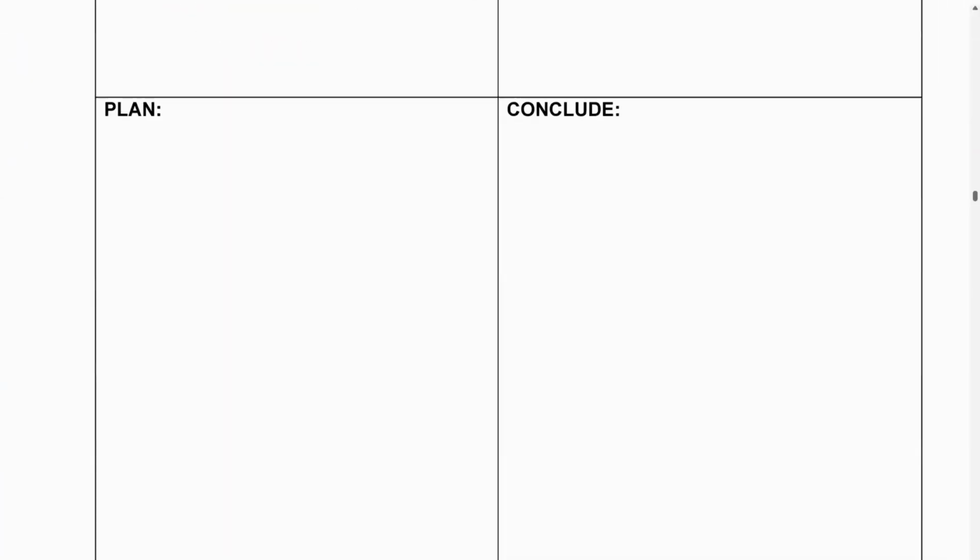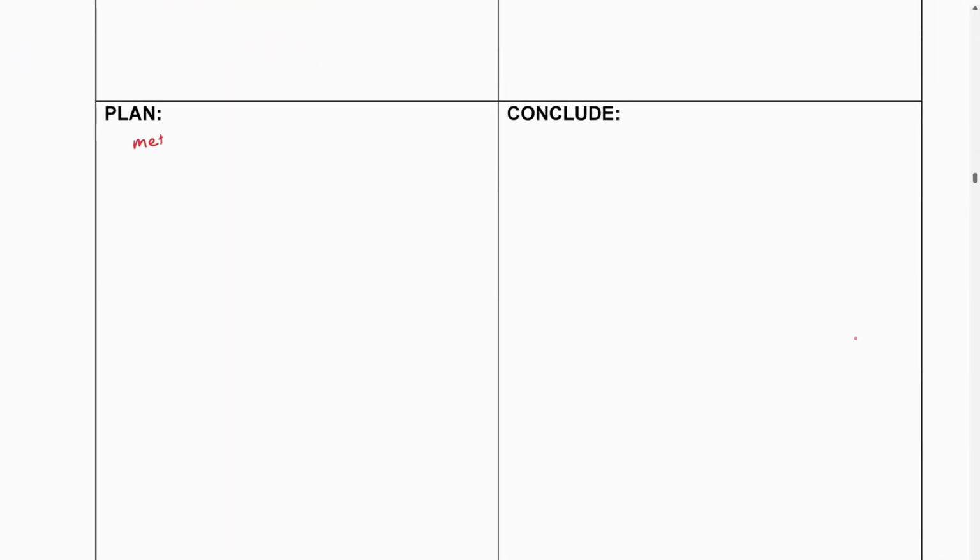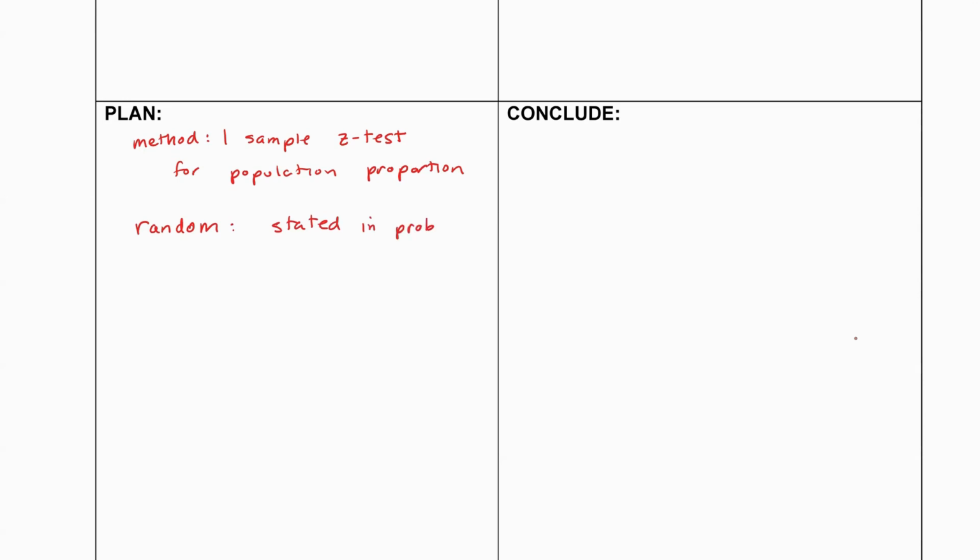In our plan, we'll start with our method. And our method name, as said before, is the one sample z-test for population proportion. The conditions for this test is that we need to be random, and the fact that it was a random sample was stated in the problem, which gives us the evidence that we need to say, yep, we're okay there.